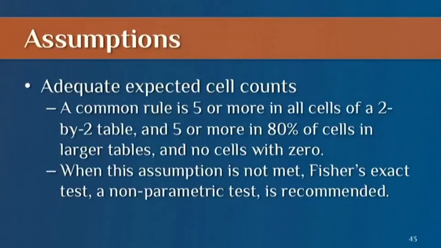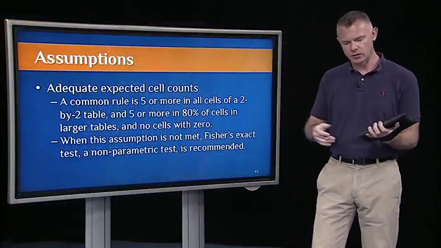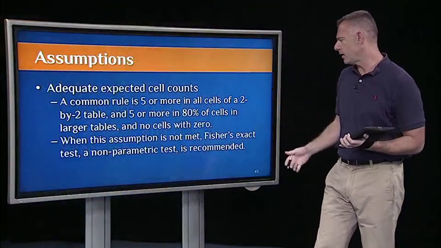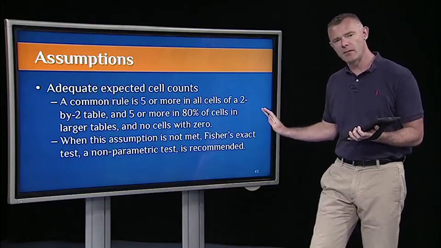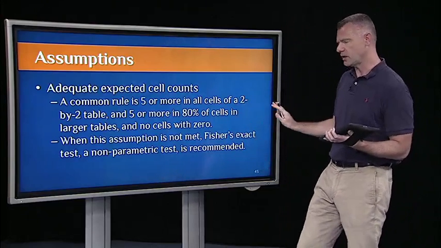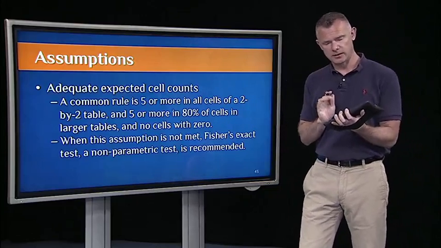Finally, there are a couple of assumptions associated with the chi-square test of independence. First, there's an assumption that you have adequate expected cell counts. So a common rule is 5 or more in each cell in a 2x2 table, and 5 or more in 80% of the cells if we have larger tables. When that assumption is not met, people typically apply Fisher's exact test, which is a non-parametric test, which we're going to talk about in next week's lectures. And I'm going to actually cover Fisher's exact test as one of the examples of a non-parametric test when we get to that topic.